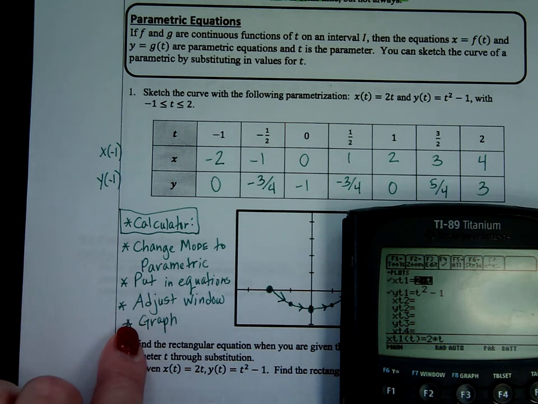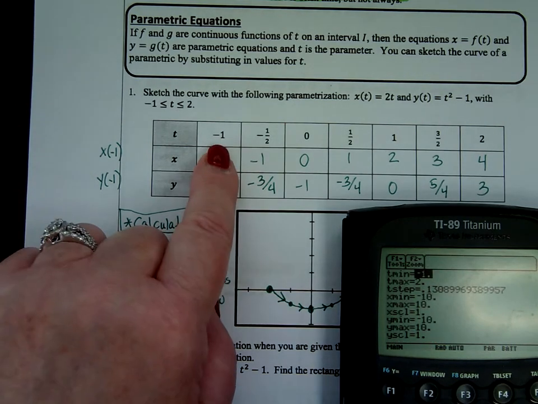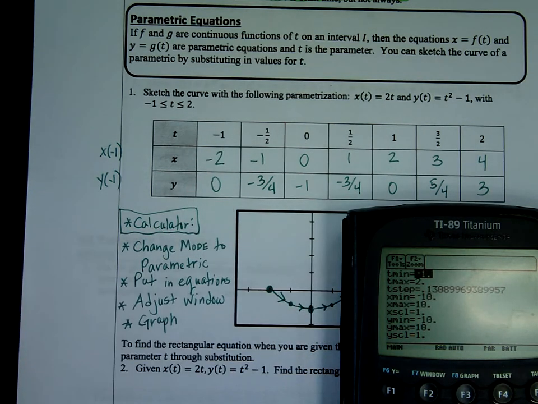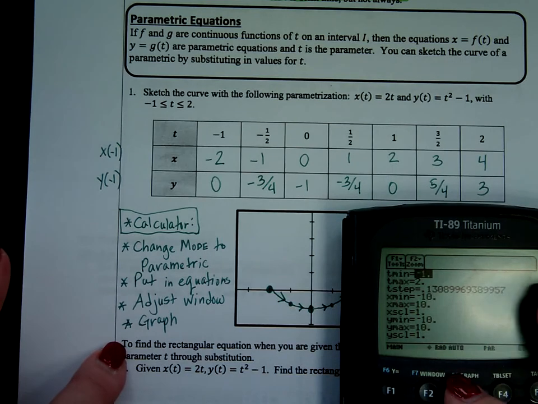And then we want to adjust our window. So if I hit the window button, that's your green key in the F2. You're going with t values between -1 and 2, and really that's all I changed. Like I said on the note packet, he kind of gives you more things to look at, but this works for what we're trying to do. Just change your t min and your t max. We got that, and then we're going to graph it.